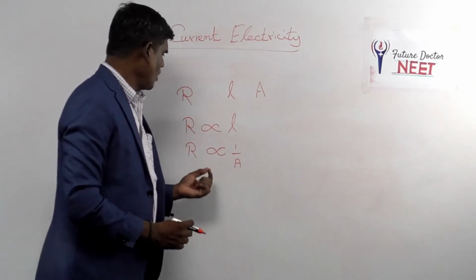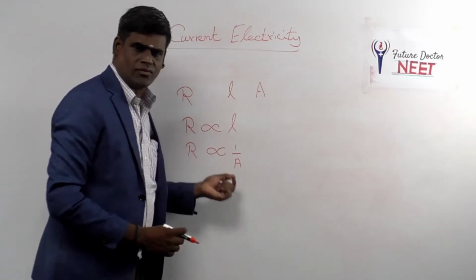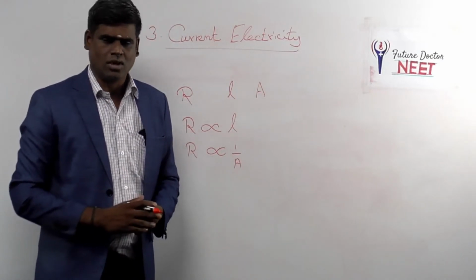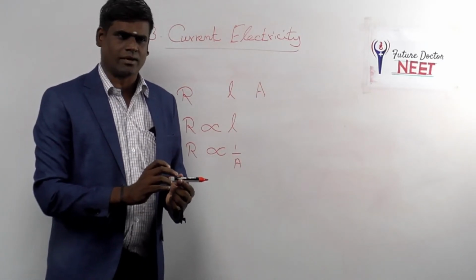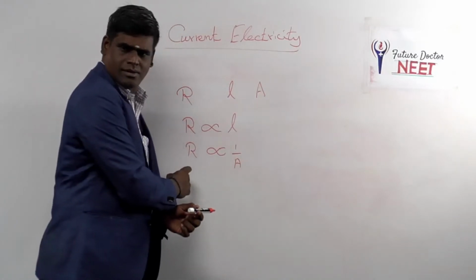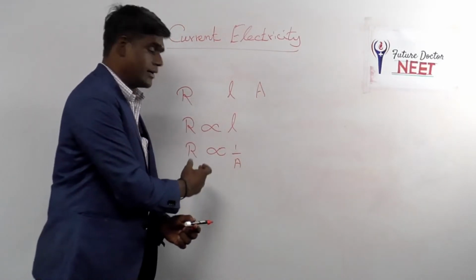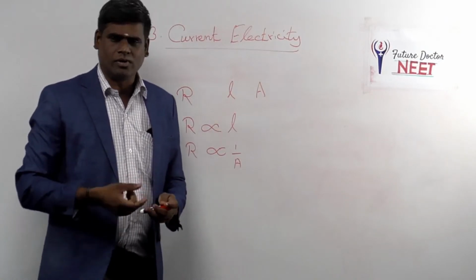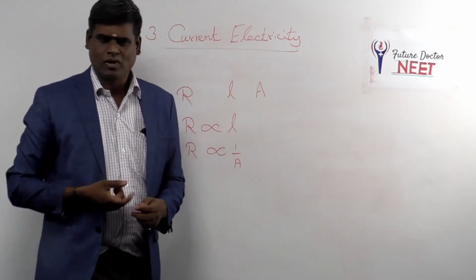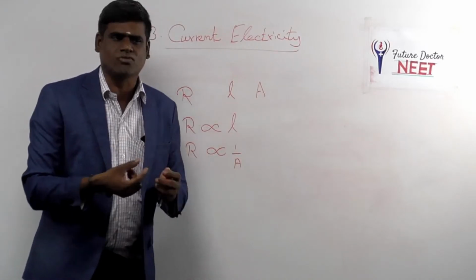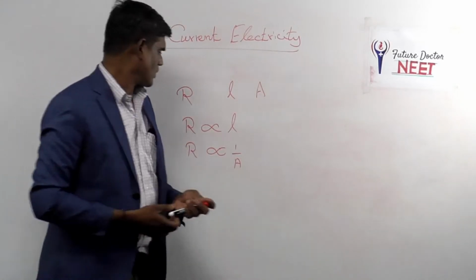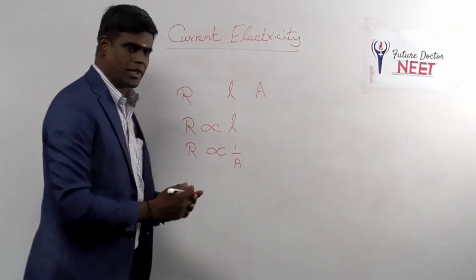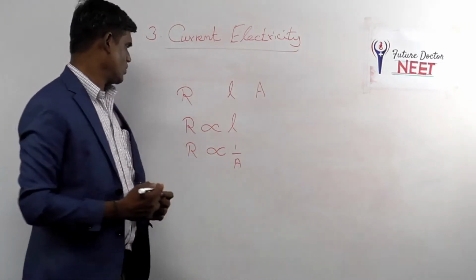Okay, so R is proportional to L, and R is inversely proportional to the area of cross section. If you increase the thickness, then will the resistance increase or decrease? Decrease. That is why in high voltage applications we use thick wire. If you use thick wire, then resistance will be less. So R is proportional to 1 by A, or inversely proportional to A.